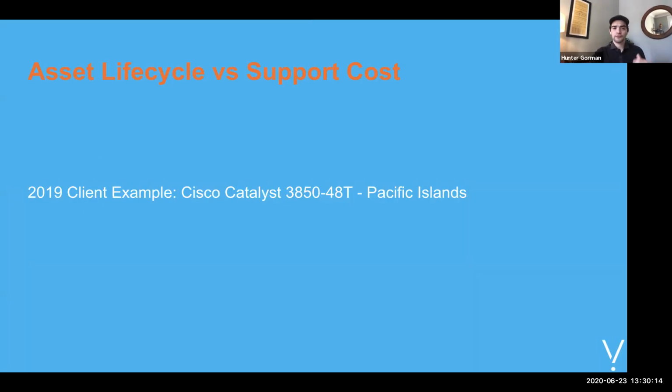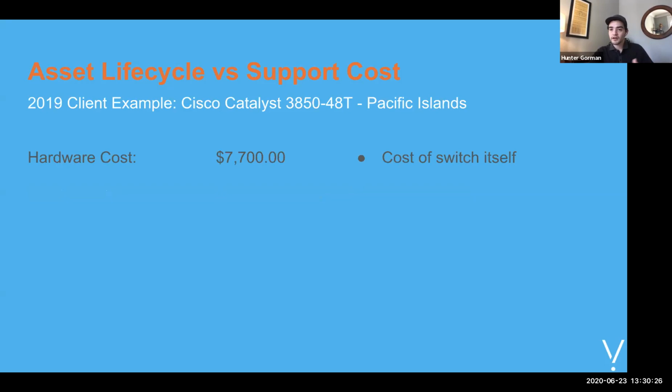So let's look at asset lifecycle versus support costs. Let's look at a real client example. Again, we've got a Cisco 3850. The install site was in the Pacific Islands, and this is from 2019. For that customer, they were able to secure that hardware at about $7,700. We've made numbers a little easier for the webinar today, so give or take a couple of cents. But the cost of the switch itself, $7,700.